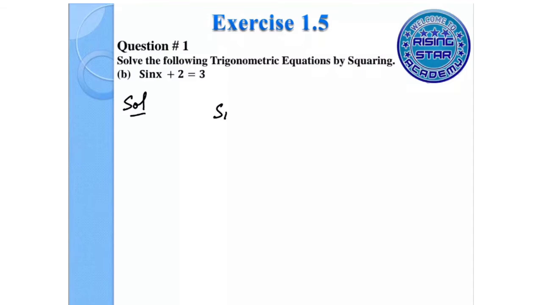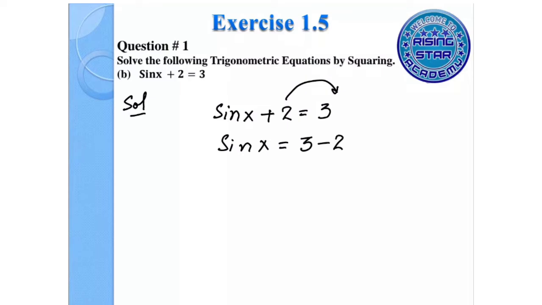First of all, we will write sin x + 2 = 3. We will shift this 2 to the other side. So we have sin x = 3 − 2. So that would be equal to 1.